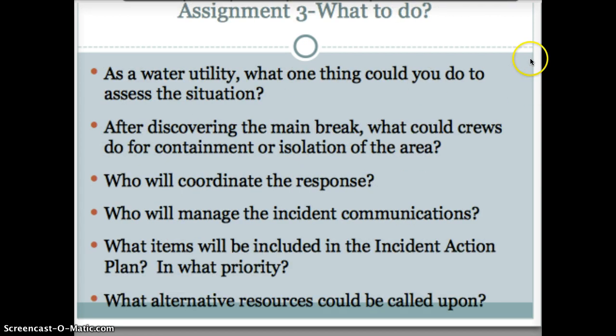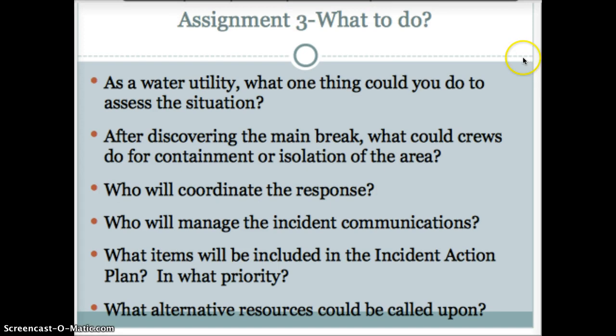And, okay, so now for you on the assignment, these are the questions that you will be asked to answer vis-a-vis the scenario. So as a water utility, what one thing could you do to assess the situation? After discovering the main break, what could crews do for containment or isolation of the area? Who will coordinate? Who will manage the incident communications? What items will be indicated in the incident action plan and in what priority? And then what alternative resources could be called upon?